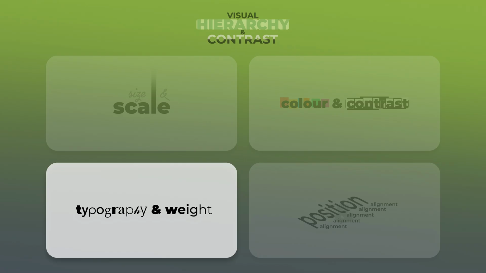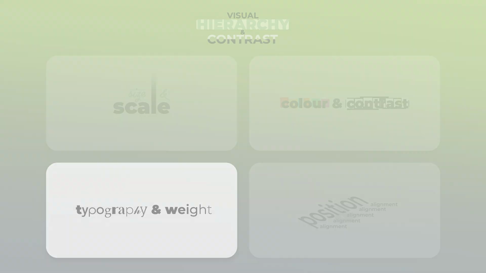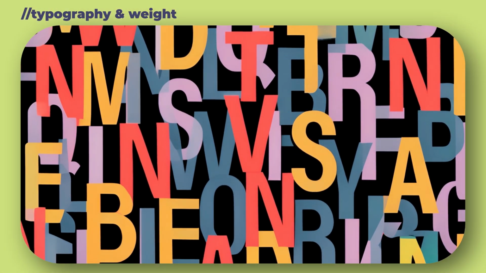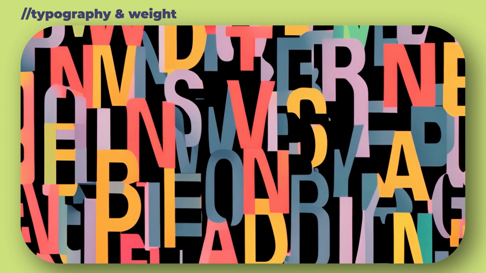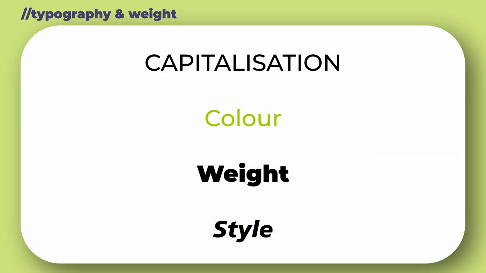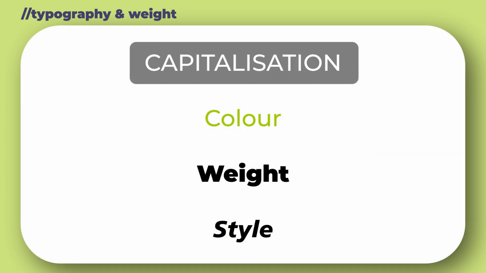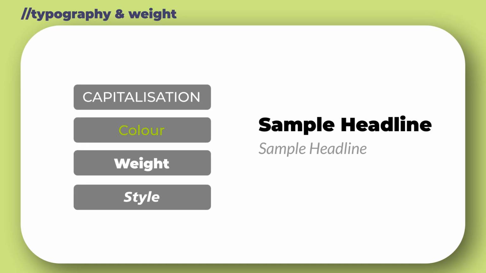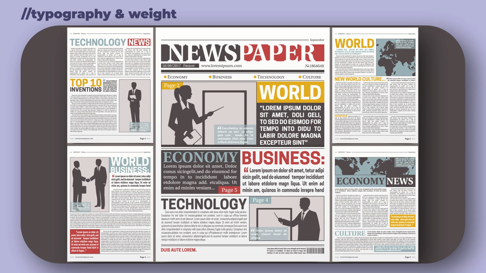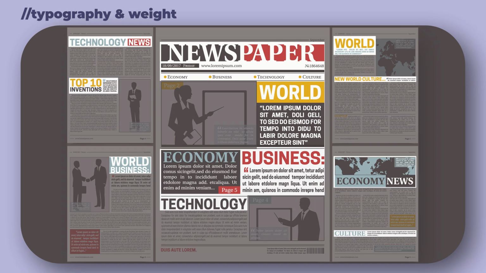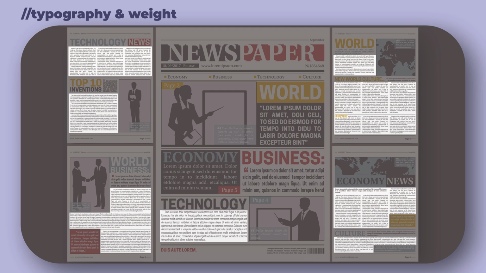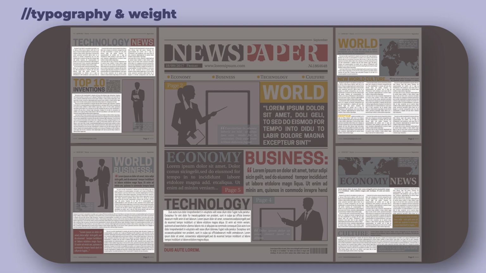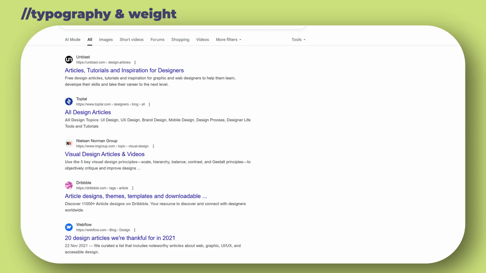Next, we have typography and weight. Hierarchy doesn't always need color or size. It can be built with typography alone. A media copy can be manipulated using capitalization, color, weight, or style. A headline in bold, a subhead in italic, and a body in regular weight already form a clear order. Look at newspapers. You can instantly tell which text is headline and which is detail, without even reading because typography weight is at play. Digital design does the same.